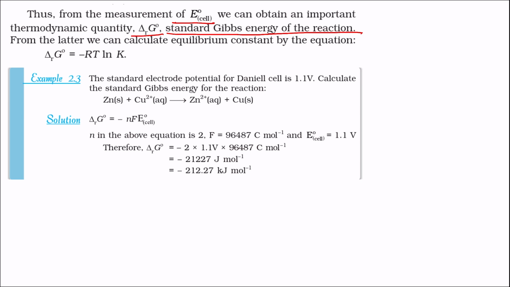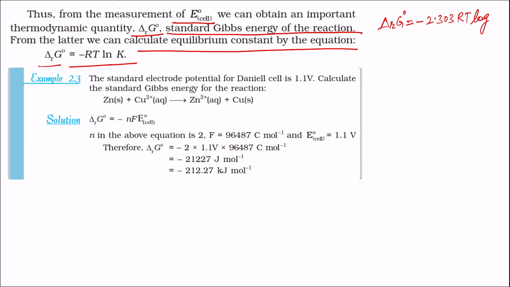From the standard Gibbs energy of the reaction, we can calculate the equilibrium constant by the equation: standard Gibbs energy of the reaction is equal to minus RT natural log of K, or this can also be written as standard Gibbs energy of the reaction is equal to minus 2.303 RT log K. This is log to the base 10.